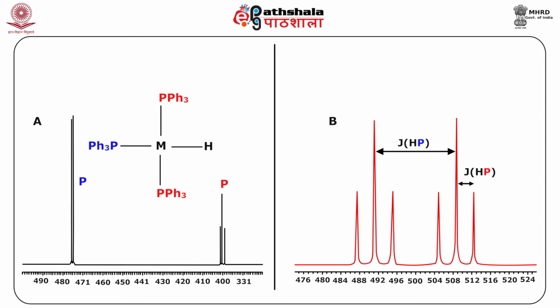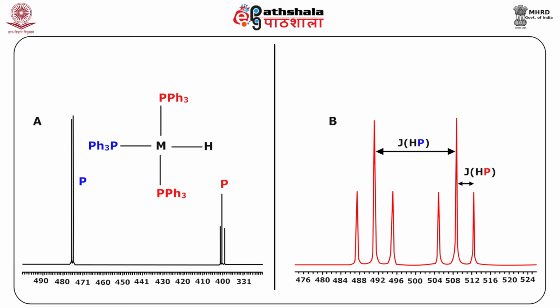Now let us come to another figure which shows the 31 phosphorus NMR and proton NMR spectrum of a square planar complex, MH(PPh3)3. There are 2 different sets of triphenyl phosphine groups in this complex. The 2 triphenyl phosphine groups shown in blue color are equivalent and the one shown in red color is different. Hence, in the 31 phosphorus NMR spectrum, 2 sets of peaks will be observed.